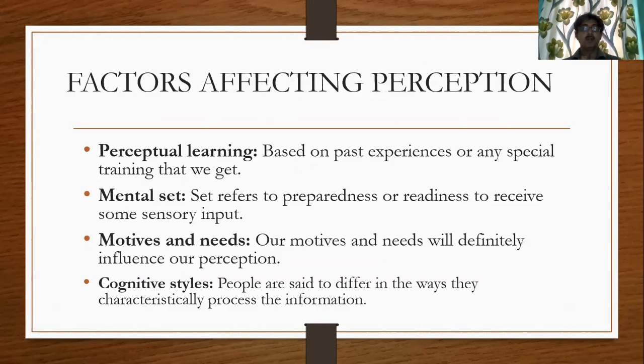Factors affecting perception. Just now I was talking about the external factors, the stimulus. So these are basically the 4 factors. First, perceptual learning, based on past experience or any special training that we get. I would relate this particular point to my previous example. It has already been discussed at length that if you have a particular experience, based on that, our perceptual learning occurs. The second point, the mental set, refers to the preparedness or readiness to receive some sensory input.